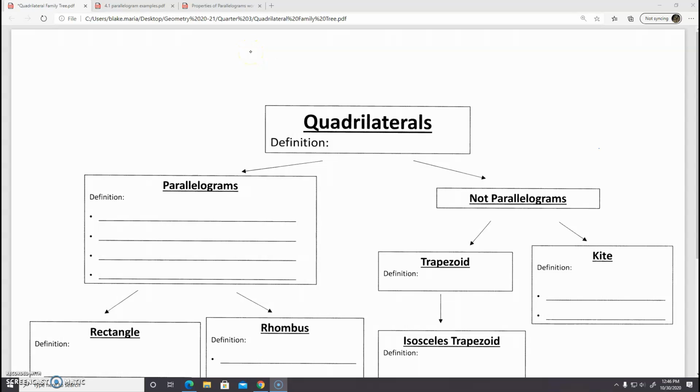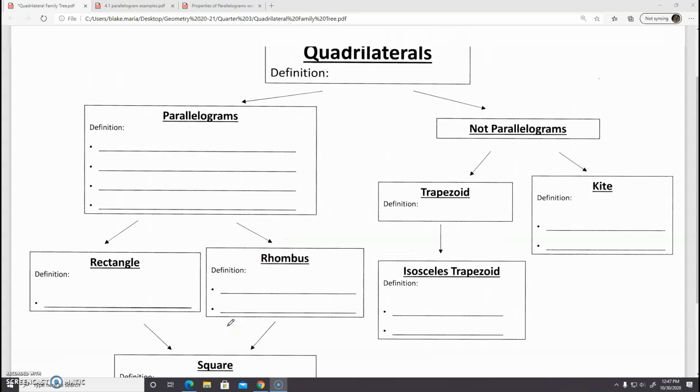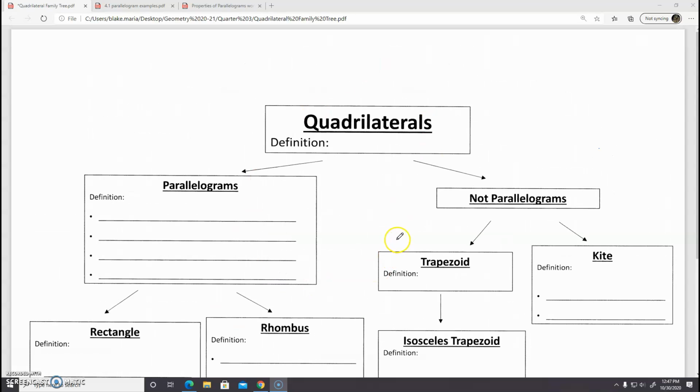All right, guys, so we're going to start with our family tree. It's called the quadrilateral family tree, because it's all the different types of quadrilaterals and how they relate. This family tree shows you how they relate. You either have parallelograms or they're not. And then different types of parallelograms. It could be a rectangle, it could be a rhombus, it could be a rectangle and a rhombus, and you would call it a square. So it shows you all of their relationships.